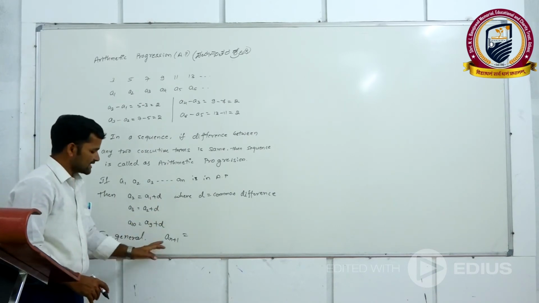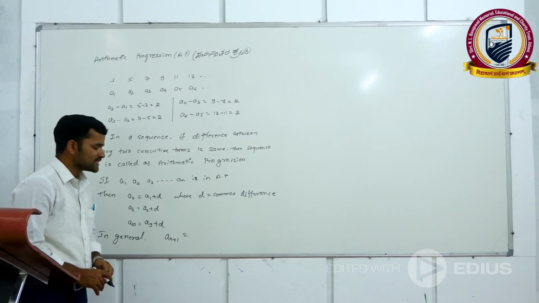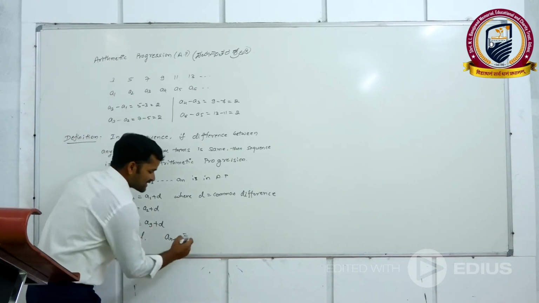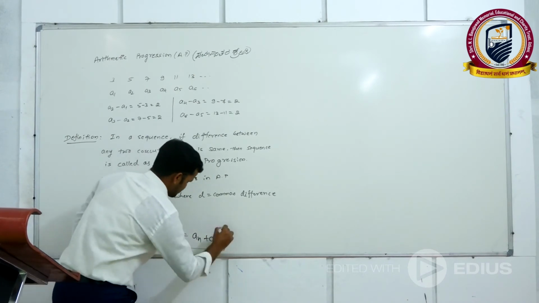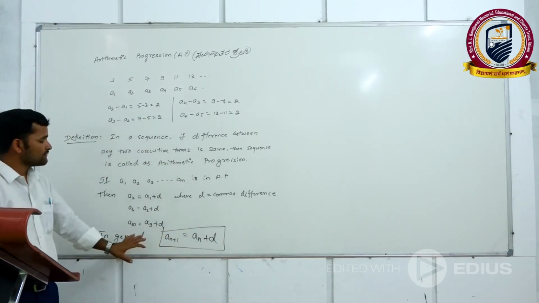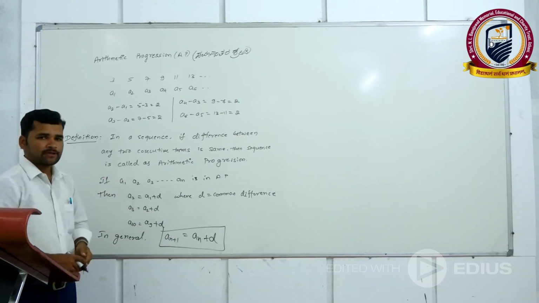In general, A subscript n plus 1, meaning the (n plus 1)th term, is equal to the nth term plus the common difference. This is the general thing of arithmetic progression.